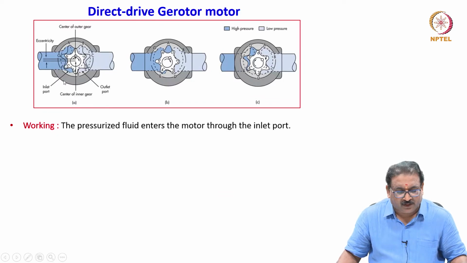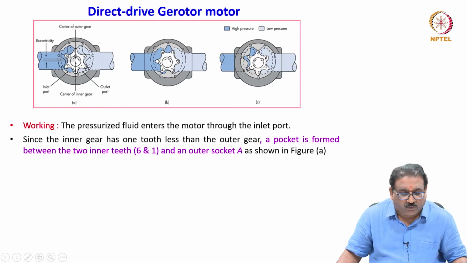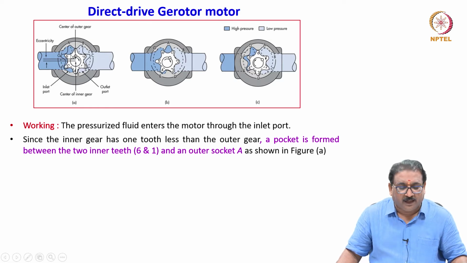Working: the pressurized fluid enters the motor through the inlet port. This is the inlet port. Since the inner gear has one tooth less than the outer gear, a pocket is formed. You will see here a pocket is formed between the two inner teeth, 6 and 1, and outer socket A. Here a pocket is formed.